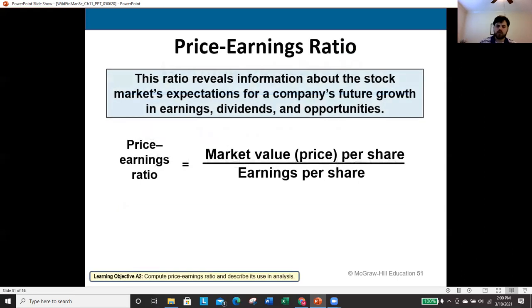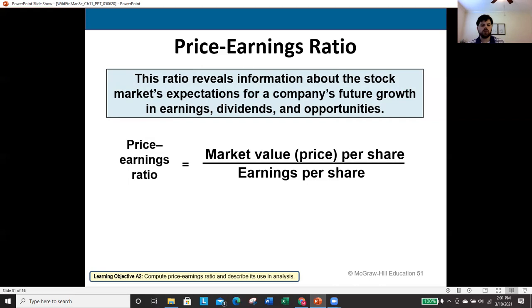Now, one of the next ratios we need to understand is called the PE ratio. This is the price earnings ratio. This ratio just tells us about the company and its relation to the stock market's expectations. So if the stock market believes the company is doing really well and is going to do well in the future, this will be really high. If the market looks at the company and says, we think this was a one-off year, even if it was good, we're not really sure that the company is healthy and going to be successful going forward, then you'll have a pretty low PE ratio.